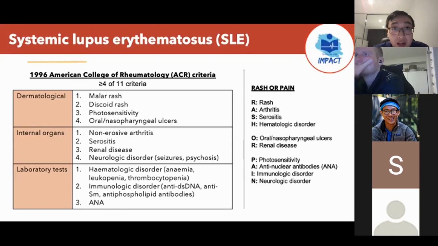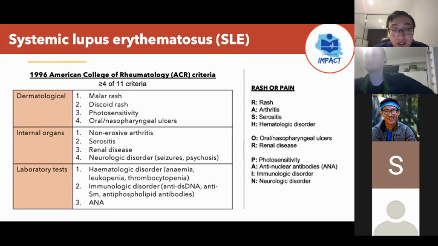Would you do ANCA for patients? Yeah, if you're suspecting they have SLE. Yeah. So if you're suspecting an ANCA-associated vasculitis, you will. So ANCA is part of any sort of autoimmune screen, so it's very commonly ordered.